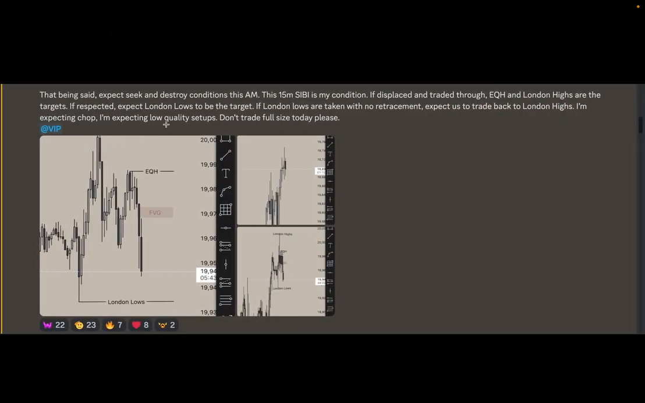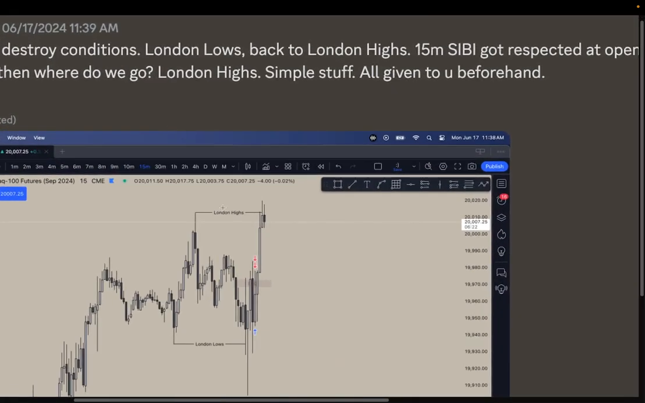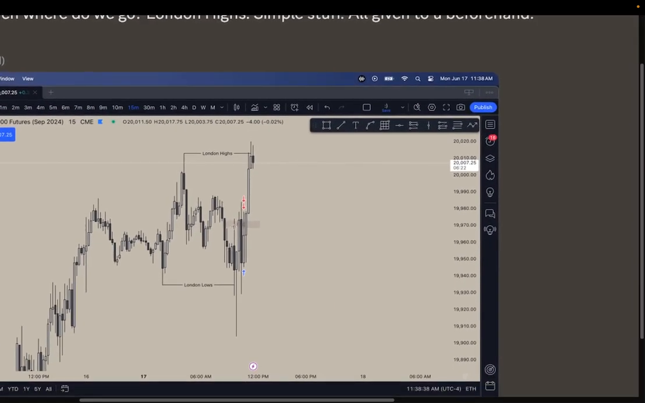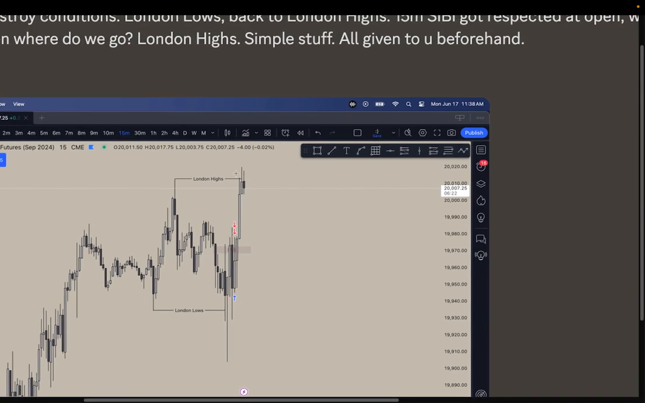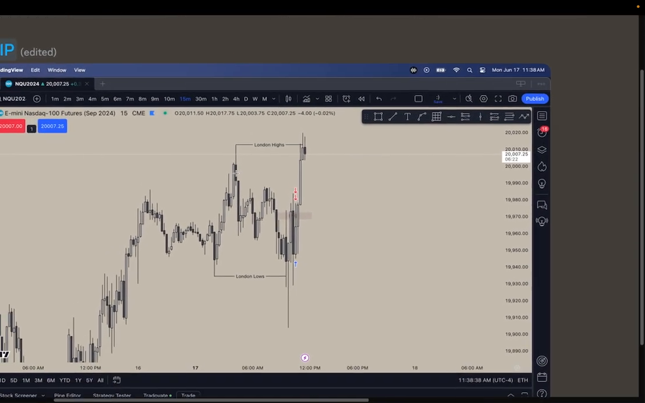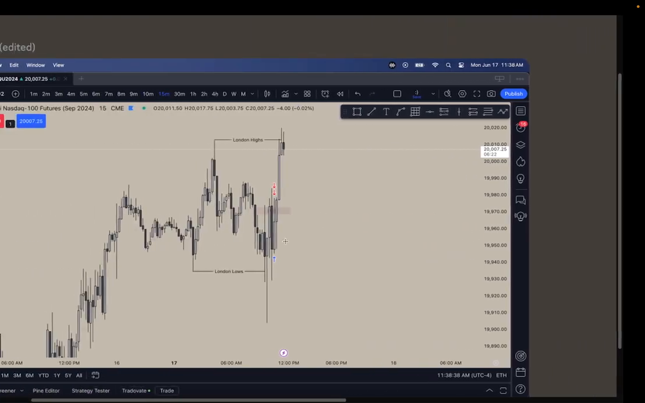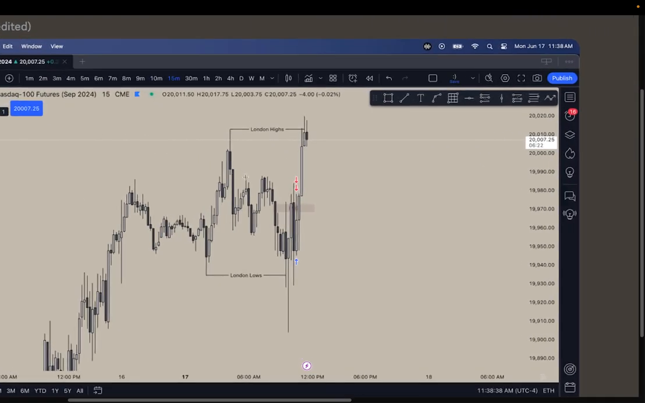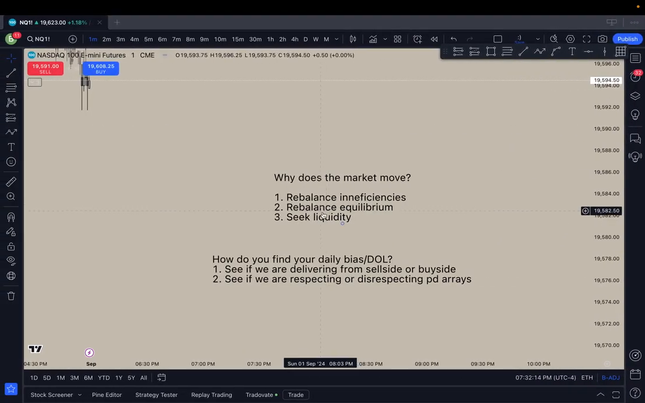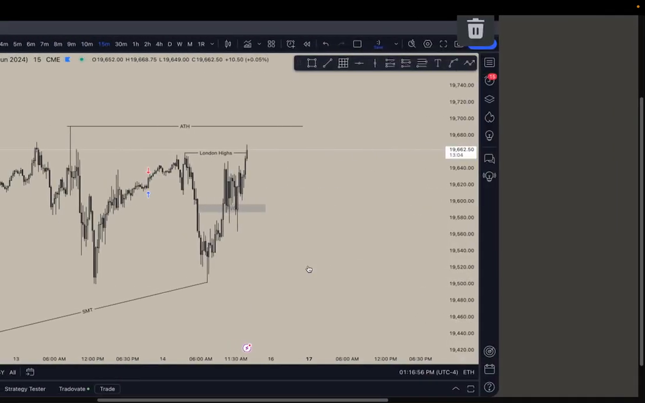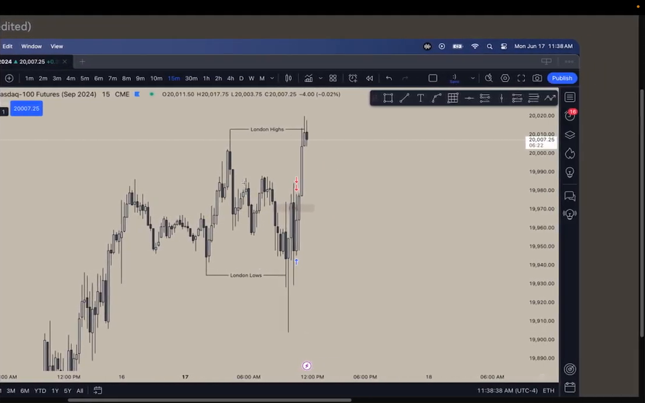So let's see what happened here. What do we do? At open, we trade towards this. We respected it. We traded back towards London lows. Then afterwards, we disrespected this right here. We disrespected this. And then we went straight towards London highs, right? So what were we doing here? We were delivering from where? Buy side, right? Right here, we were delivering from buy side liquidity.